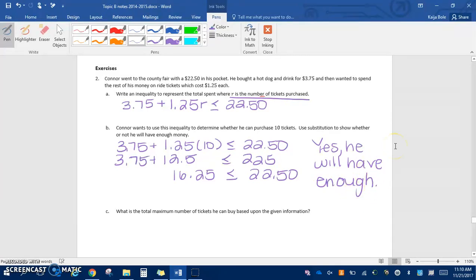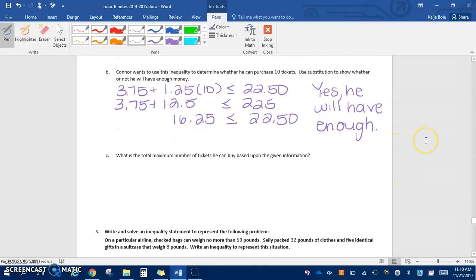Alright. And then part C is a little bit different. It says, what is the total maximum number of tickets he can buy based on the information? So that means now we're taking this inequality, 3.75 plus 1.25R less than or equal to 22.50. And now we're solving for R to see how many he can buy.